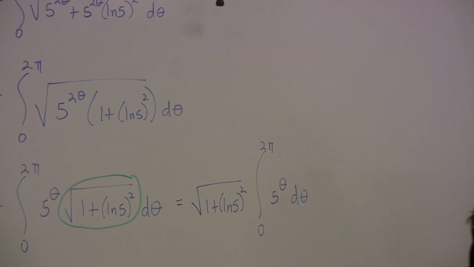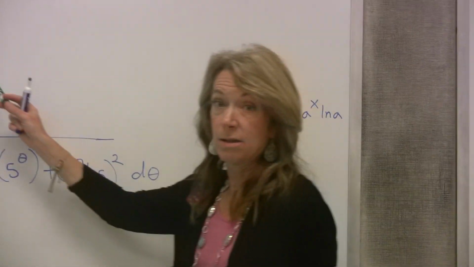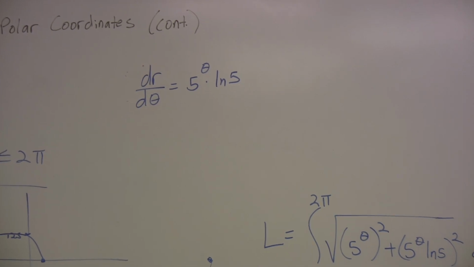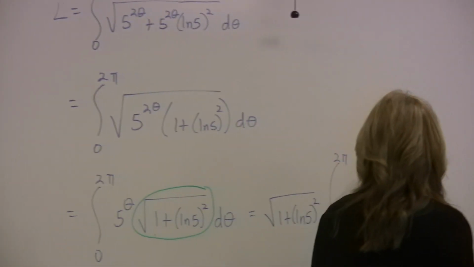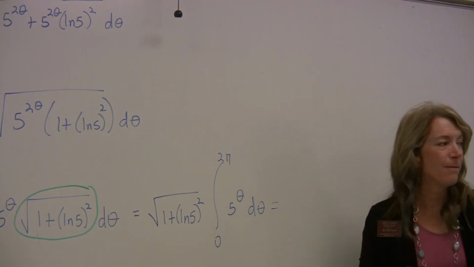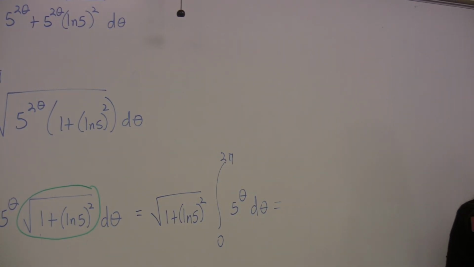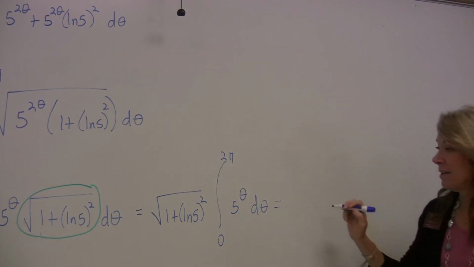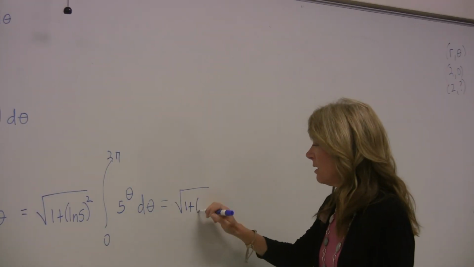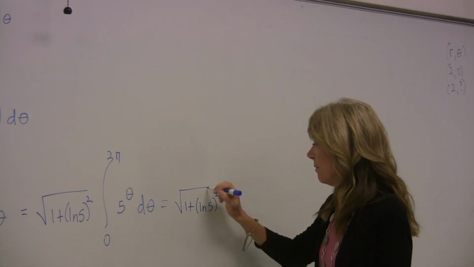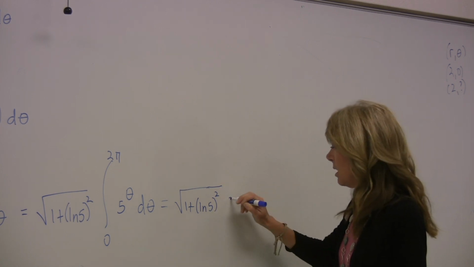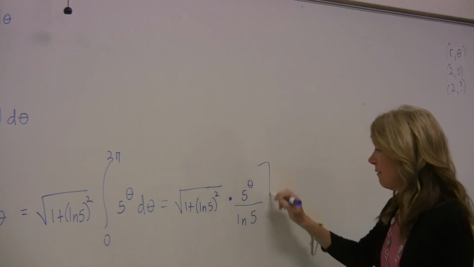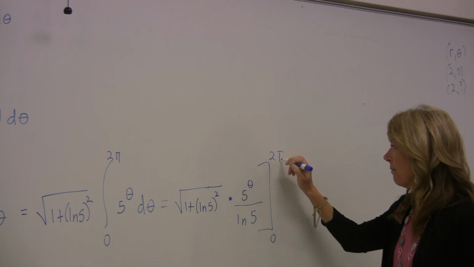Now, I reminded you how to take the derivative of it over here. So what do you think is going to be different when we integrate it? Instead of multiplying by ln 5, we're going to divide by ln 5. That's the only thing that's different, right? Chain rule in reverse. So I have this square root up here still, times 5 to the theta over ln of 5. And I have to evaluate that from 0 to 2 pi.